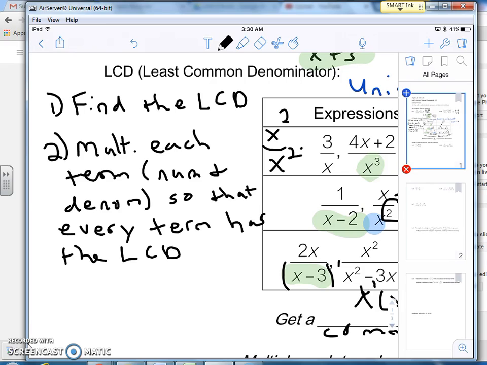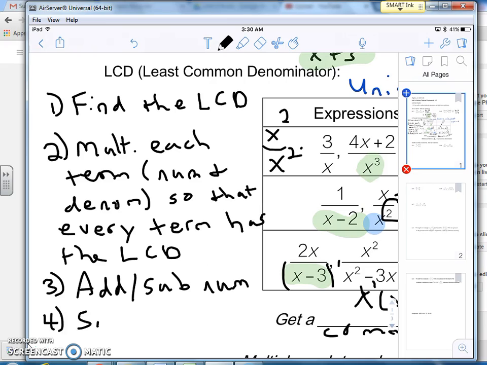Then you're going to add or subtract the numerators, assuming the denominators are the same. And simplify. Okay, simplify / reduce.